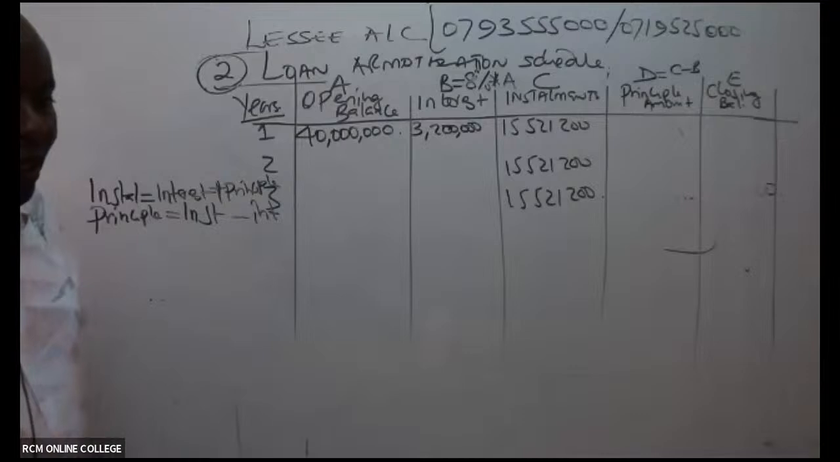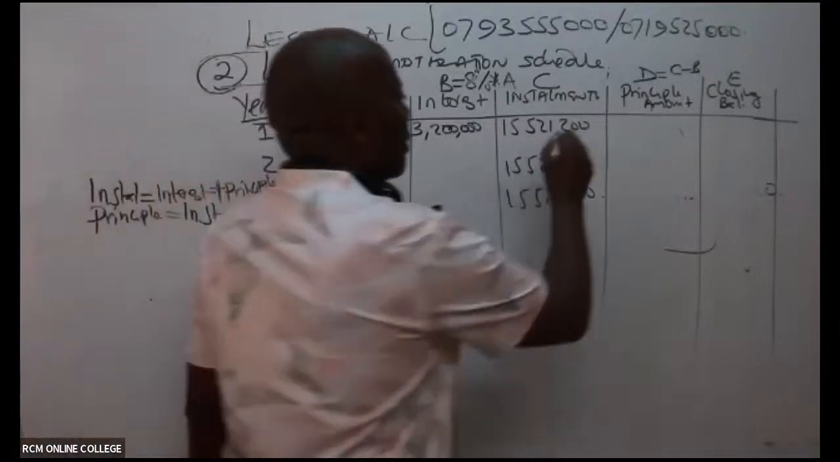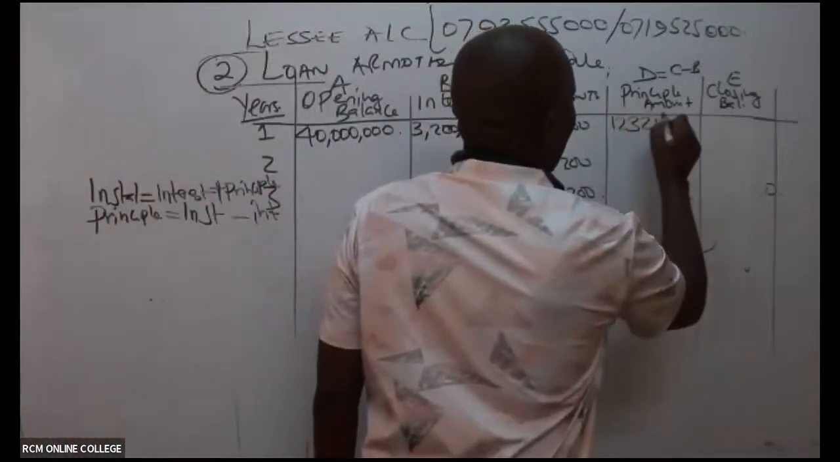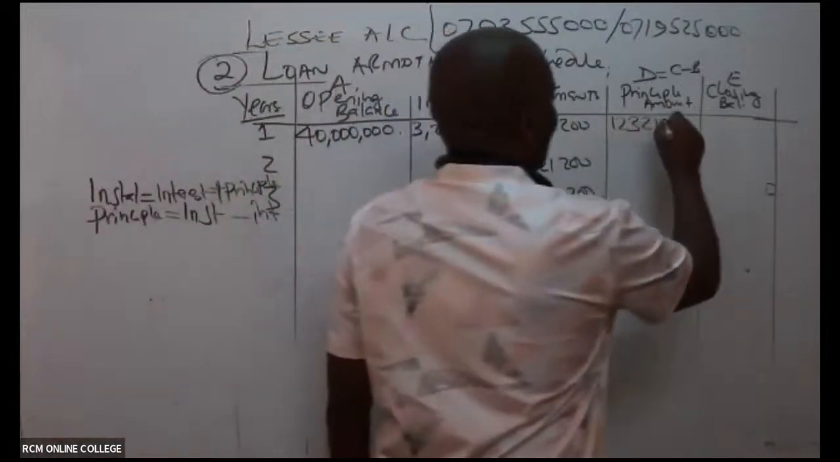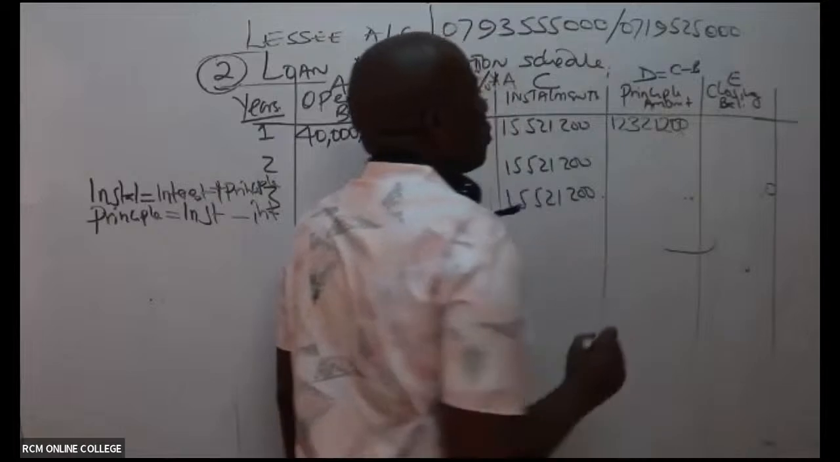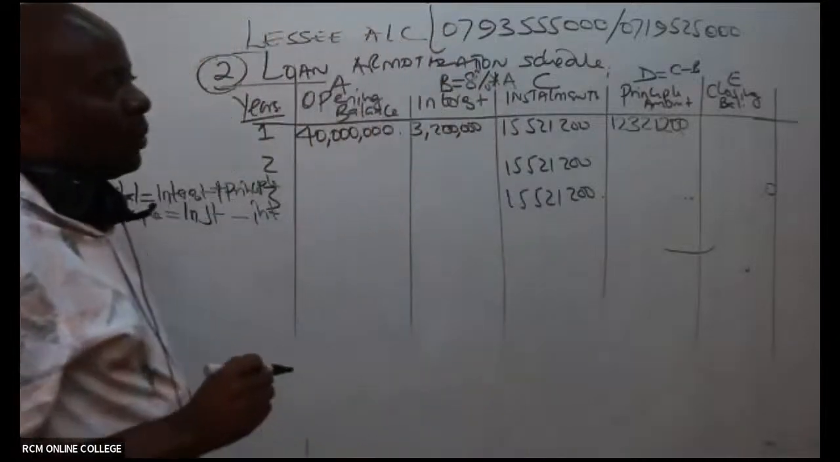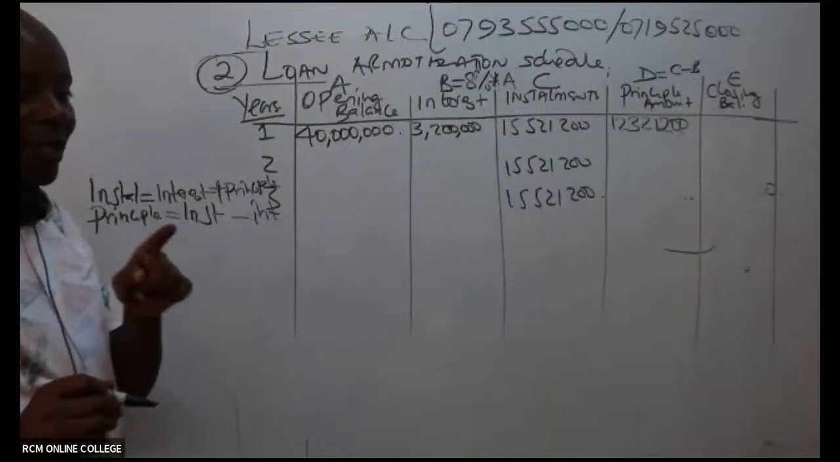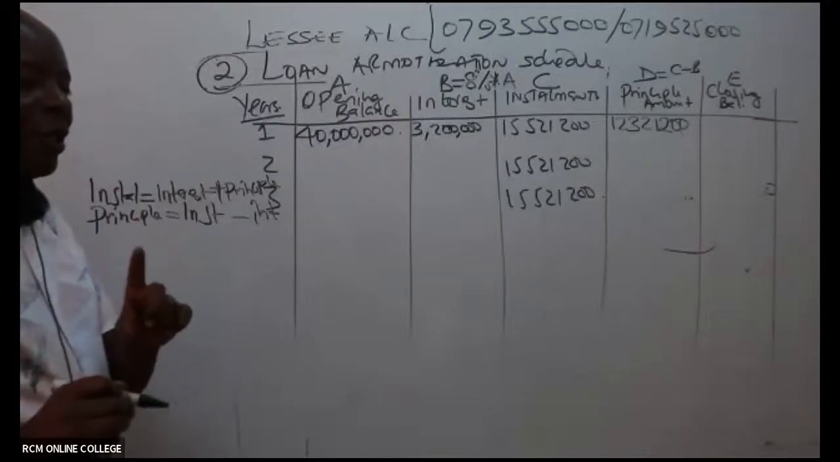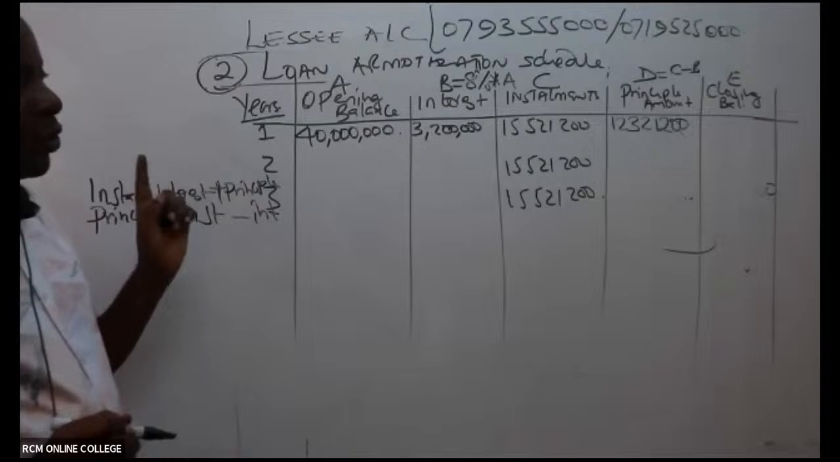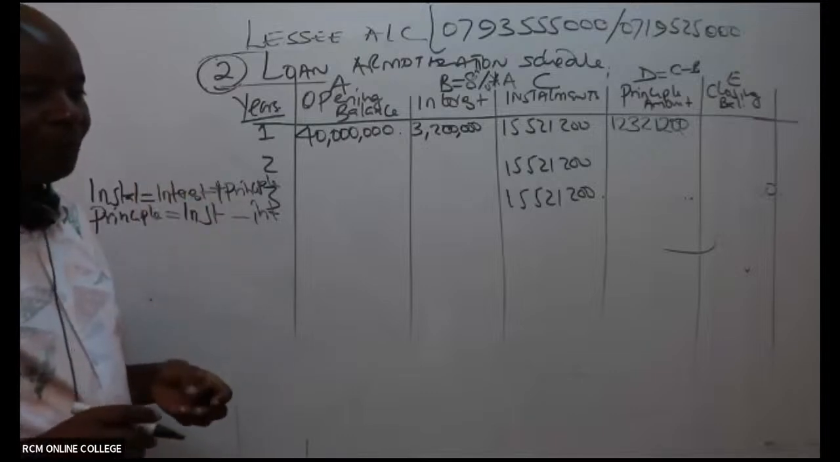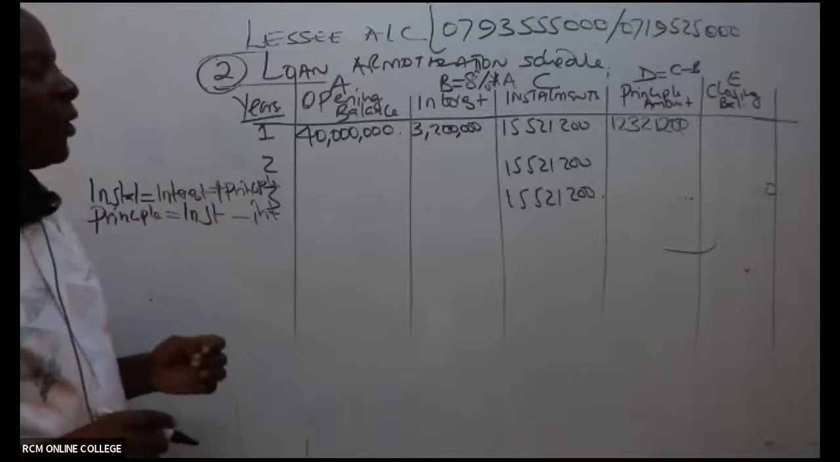So according to J, it is 12,321,200. Thank you so much. No, it's only J by the way who confirmed. How about the other students? Are they able to get that 12,321,200? Yeah, thank you very much.